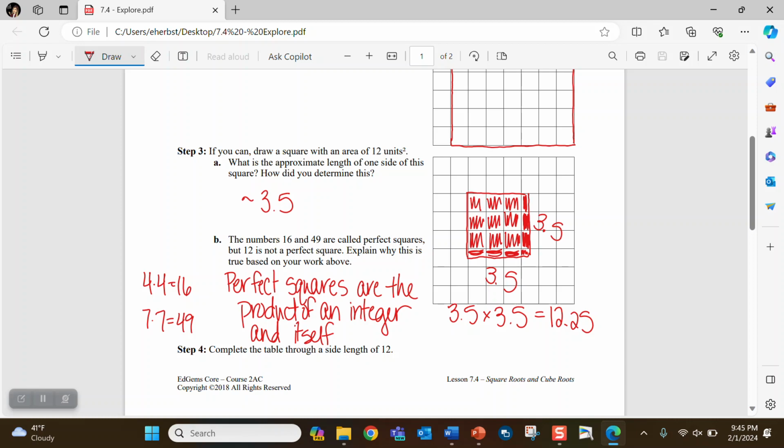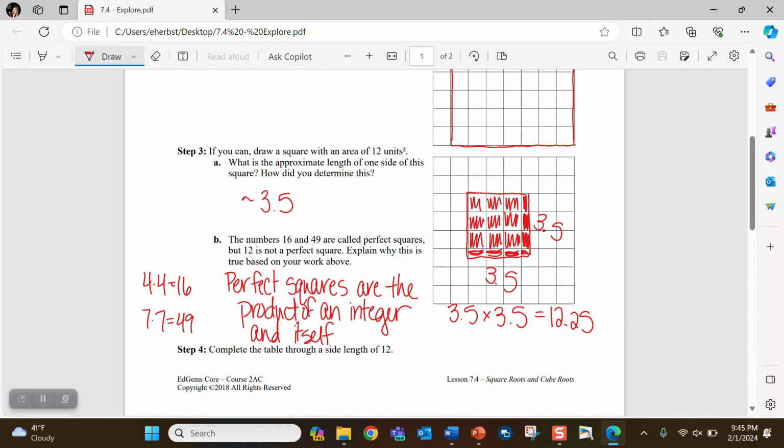Then step B asks you, after these investigations, to see if you can define what a perfect square is and state maybe why 16 and 49 are perfect squares, but 12 is not. So perfect squares are the product of an integer and itself. We saw in steps 1 and 2, 4 times 4 is 16 and 7 times 7 was 49. But we struggled here because we couldn't quite exactly get to 12 with an area. If I knock it back down to, let's say, 3 1/4, then we don't quite get to 12. It's 11 point something in terms of the area there.